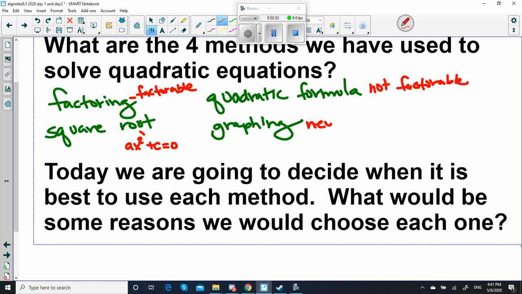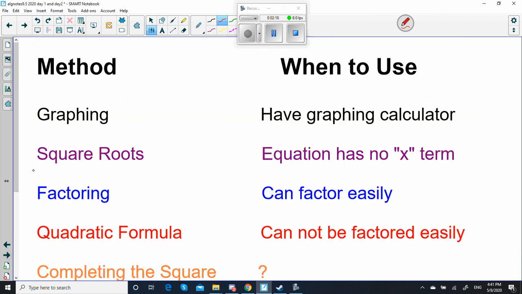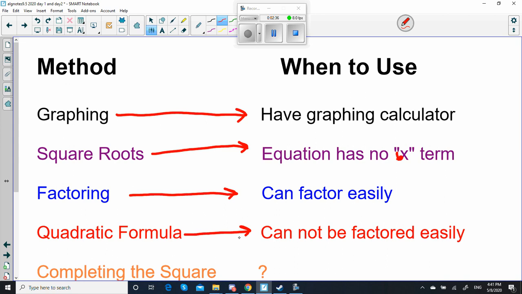And I would never choose graphing, unless maybe it was already graphed for me and I could just look at the picture and see where it crossed the x. Then I would maybe choose it. But I would never choose graphing. All right, so here I have a chart. If you have a graphing calculator, you might choose graphing. Square root, equations that have no x or bx term. Factoring, can factor easily. And quadratic formula, cannot be factored easily. And then we didn't use completing the square. We didn't learn that. It's not a standard, so we're going to scratch that one.